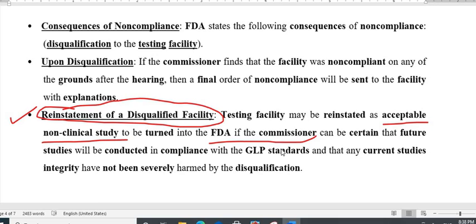So this is all about the ninth class under the practical, that is the GLP, and in the next class we are going to discuss the next practical. So this is all about the GLP.